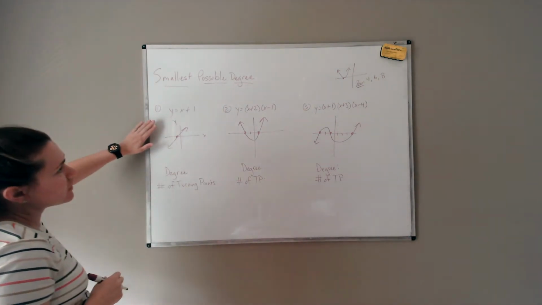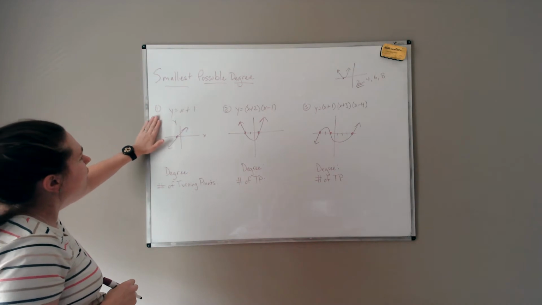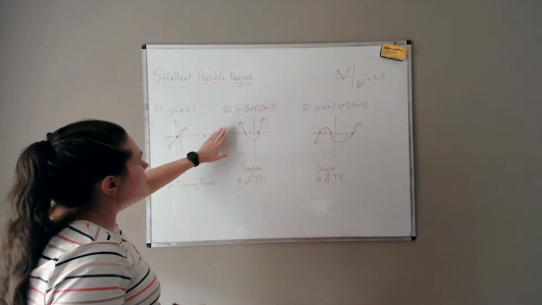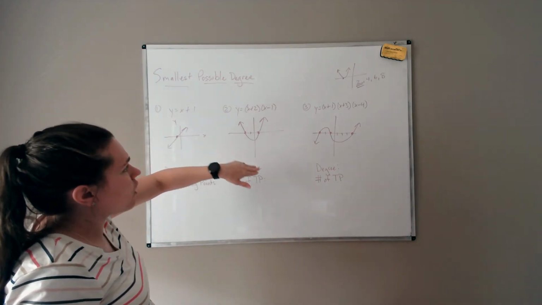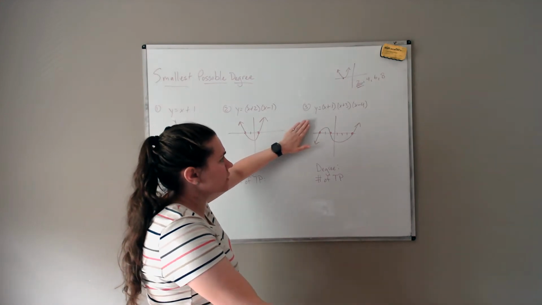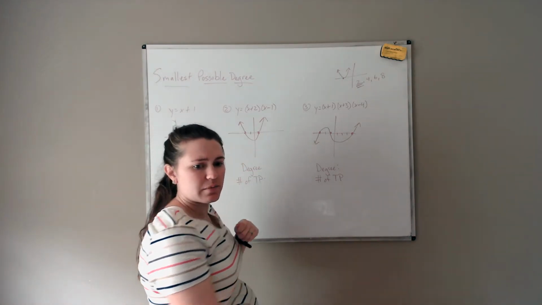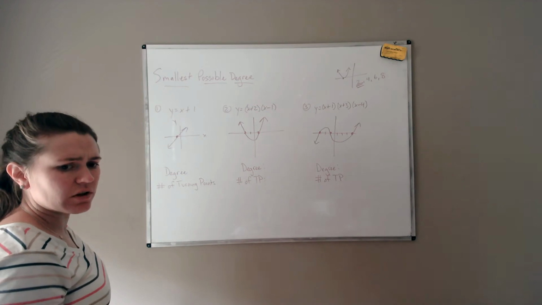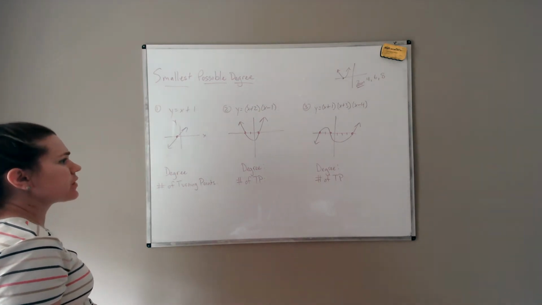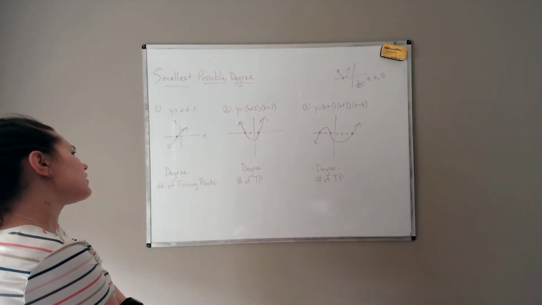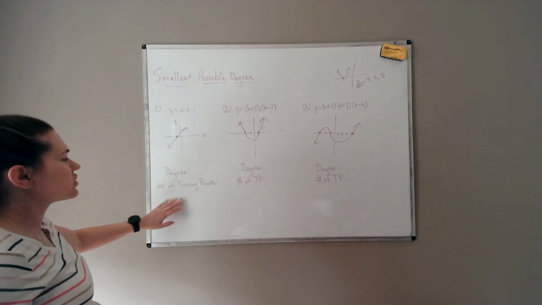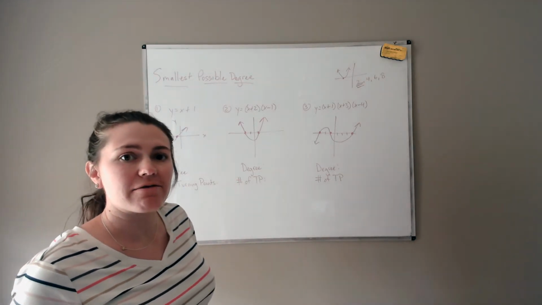So let's look at this. Draw these, okay? y equals x plus 1, y equals x plus 2 times x minus 1, and y equals x plus 1 times x plus 3 times x minus 4. So take a minute, pause the video, okay? Play the video once you have them graphed, and what we're going to be writing down is what is the degree of each of these and how many turning points does each graph have.